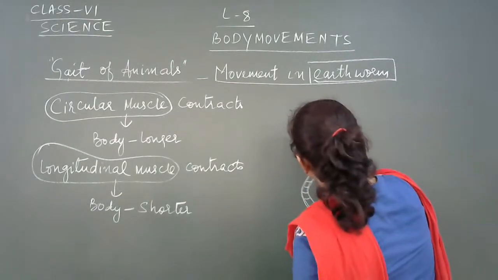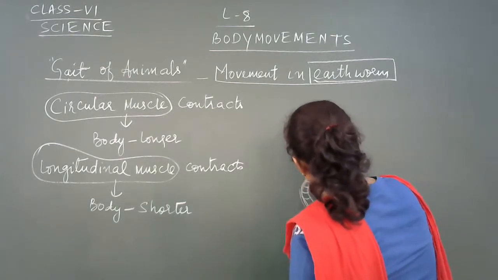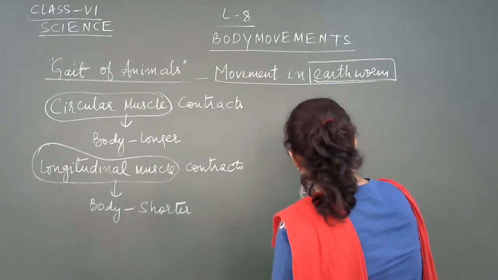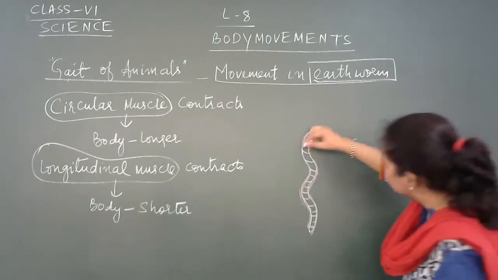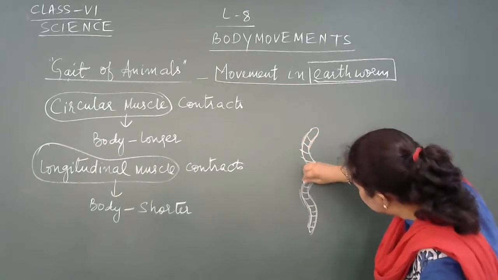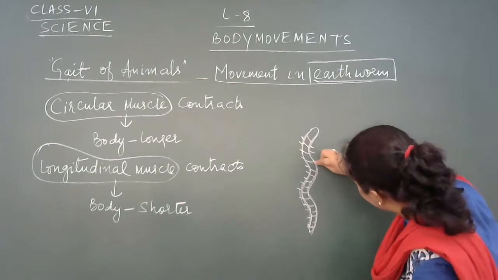We take another color chalk. इसकी body पे these are longitudinal muscles, right? And these are circular muscles. इसके साइड में हम क्या ड्रॉ कर देंगे? That is setae. Okay, setae.